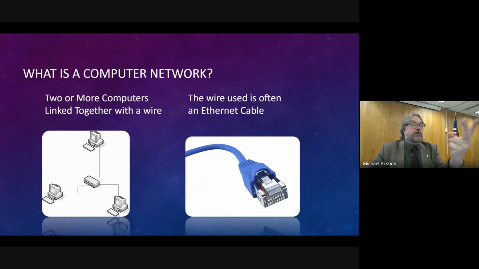Early telephone wires had 2 wires. Our modern telephone wire has 4 wires. A network wire has 8 wires. Okay, they're not all used. A couple of them are used for power. You can actually run power over a network cable.